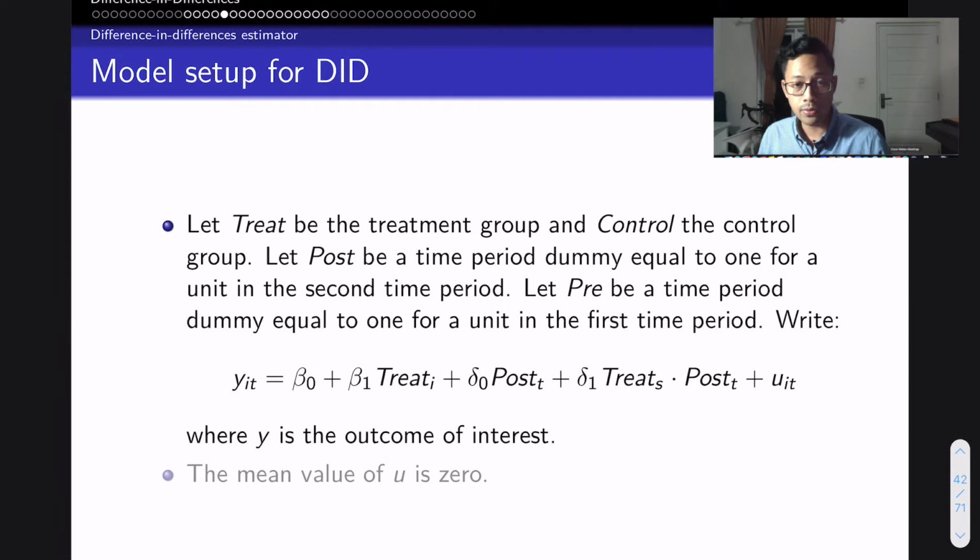And of course, as you go along and learn a lot of implementations of DID in different models, you can see that there are a lot of variations of DID. But if you can master the idea behind the basic and simple model of DID, then you can go far with DID in terms of the variations and how you can take full advantage of different DID settings. And of course, with all models, we're going to assume that the mean value of the factors that we don't observe is 0.